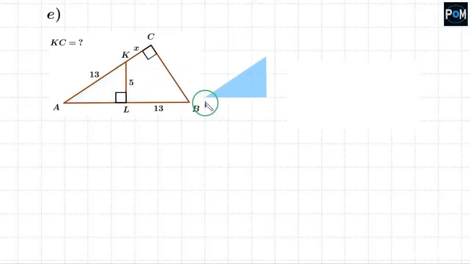I will draw it here on the side. In this triangle, I know side 13, and I also know side 5. I also have a right angle here in this place, and I will mark this angle here in red. In this place, I have a red angle.